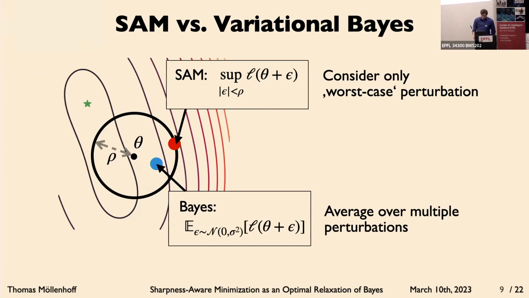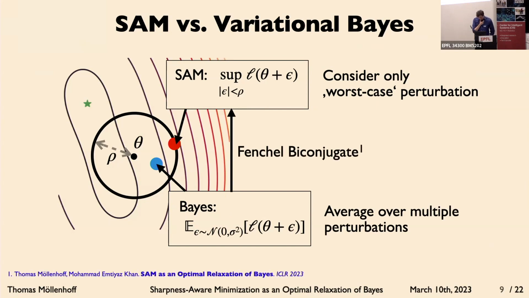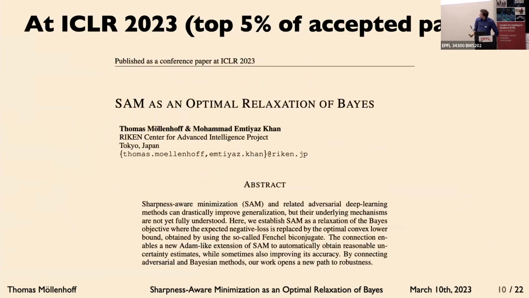And what we found in our work is a very surprising connection between these two through an object called the Fenchel biconjugate. This is a way to compute optimal convex relaxations. This is what I will explain in the rest of the talk. You will see how we can go from the expected loss to this maximum loss using this idea of the Fenchel biconjugate. The details are in this paper here, if you want, it's on arXiv.